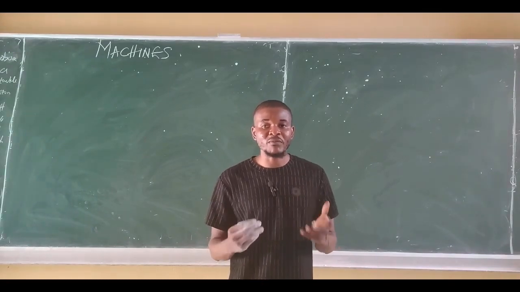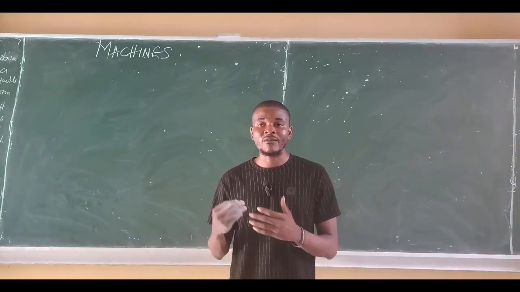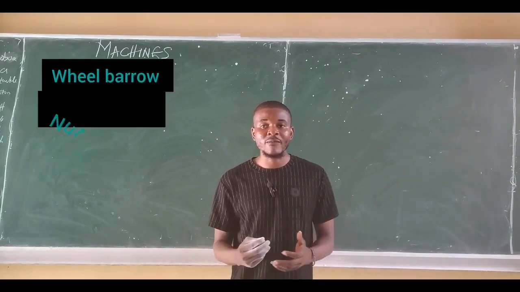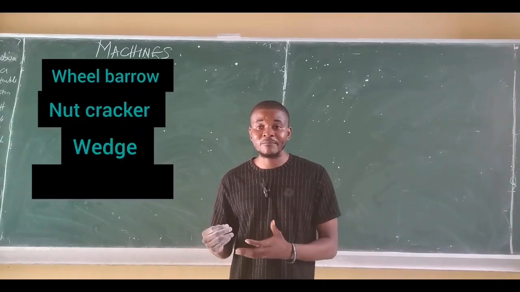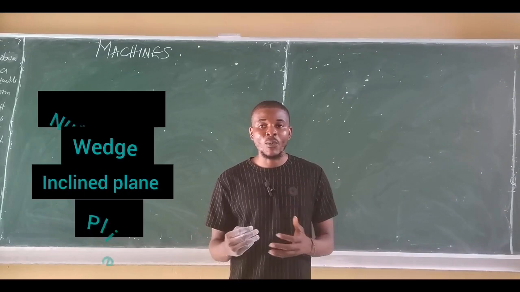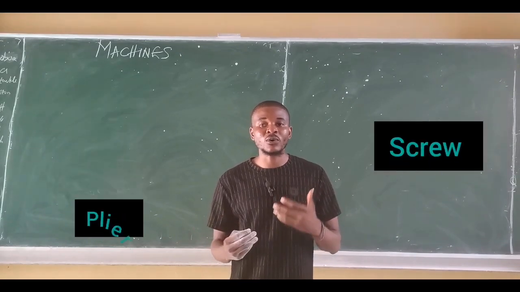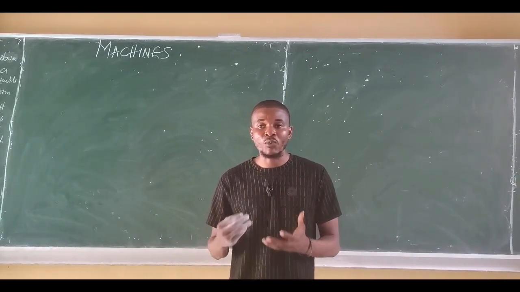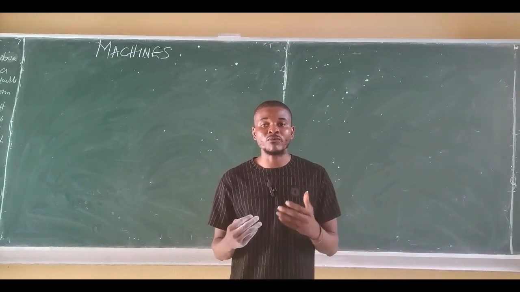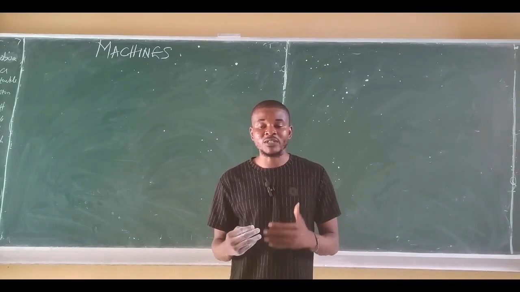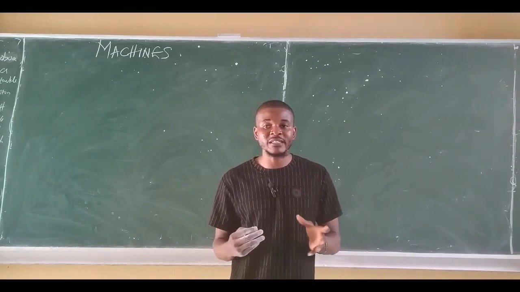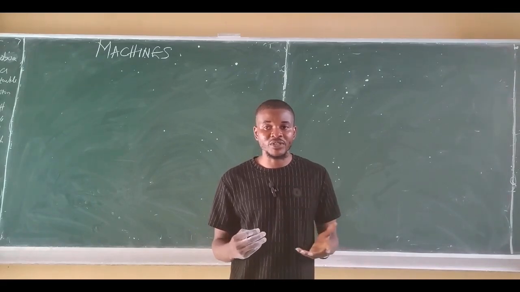Now, there are different kinds of machines which we have in real life. We have the wheelbarrow, the nutcracker, the wedge, the inclined plane, the plier, and the screw. You can go on and on to mention different kinds of equipment which have made work look very easy for us. Any equipment or device which makes work look very easy is simply called a machine.